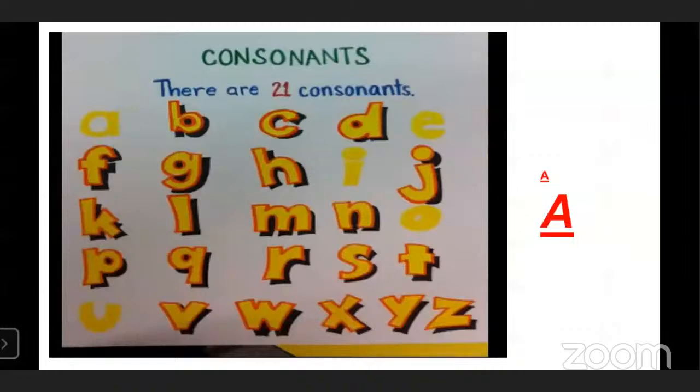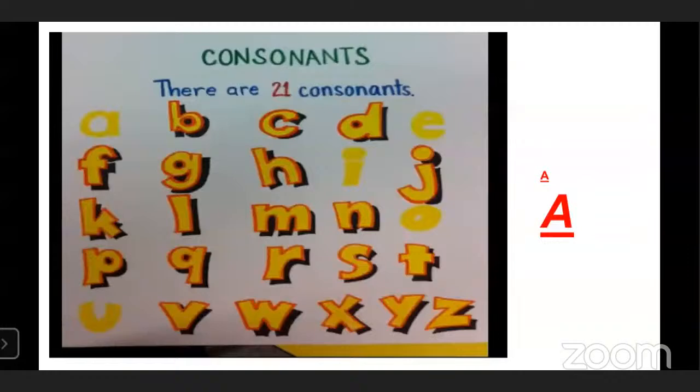And here we have a total of 21 consonants. Just observe this picture. A, E, I, O, U are written in light yellow color. Why? Because these are vowels. And the ones given a red border are consonants. We have a total of 21 consonants. And any word which begins with a consonant, we write a before that word.